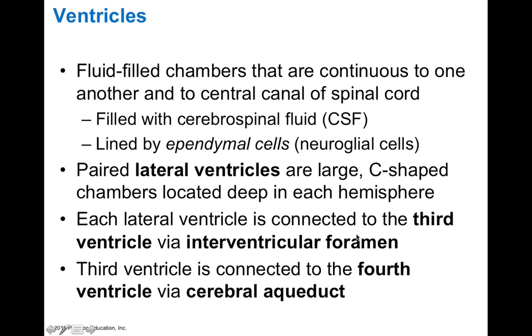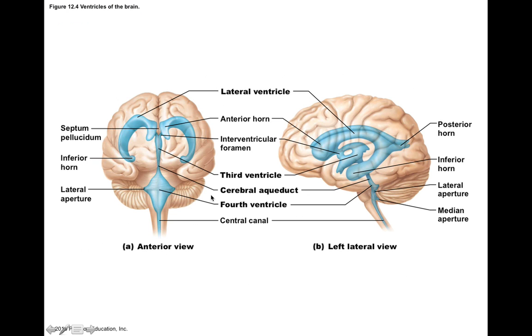Now, each ventricle is also connected to the third ventricle. So the lateral ventricles are interconnected by the third ventricle through this interventricular foramen of Monroe. And then the third ventricle is connected to the fourth by something called the cerebral aqueduct. So if you looked at a picture here of our ventricular system, we'd see our large lateral ventricles found within each cerebral hemisphere. Those are connected to the third ventricle by the interventricular foramen of Monroe, and then your third ventricle is connected to the fourth by the cerebral aqueduct here.